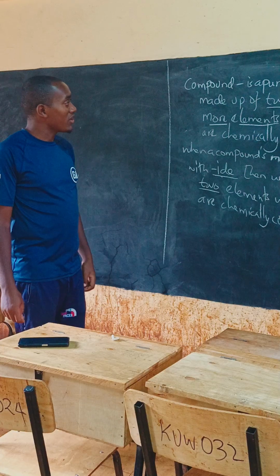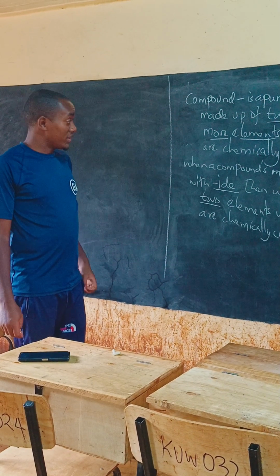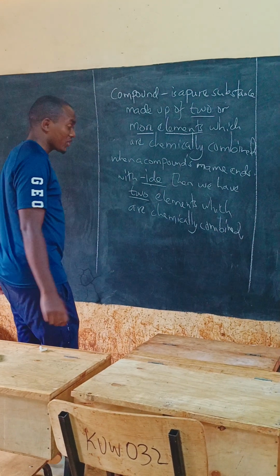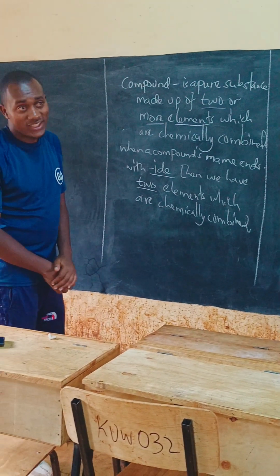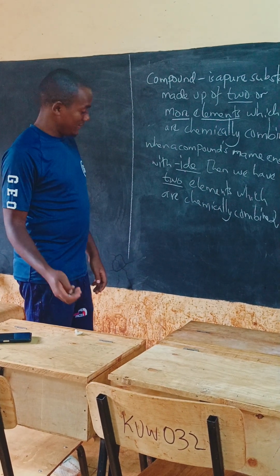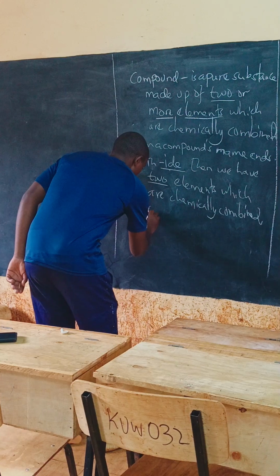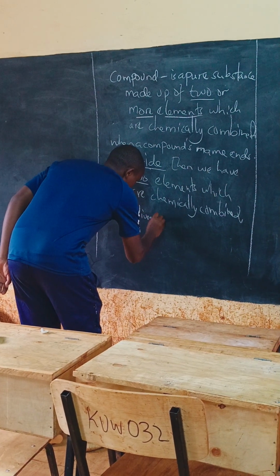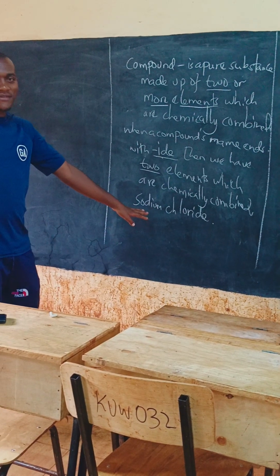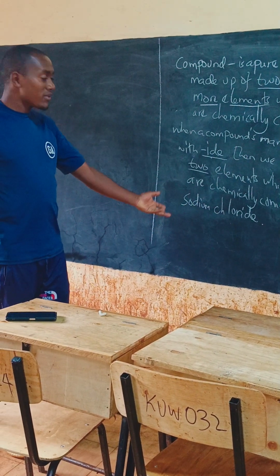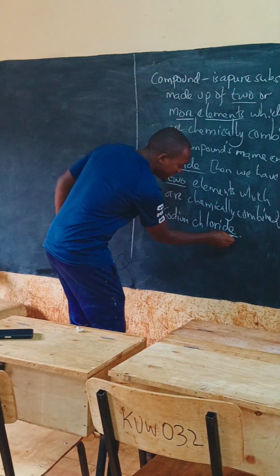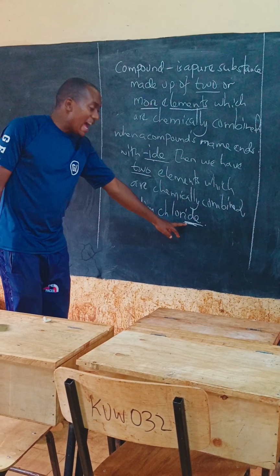After that, we are going now to see examples. We're going to start with the common one that we usually use at home. That is a food additive that we use at home. Common table salt. That is sodium chloride. Sodium chloride is made up of two elements that are chemically combined. Why? Because its name ends with IDE.